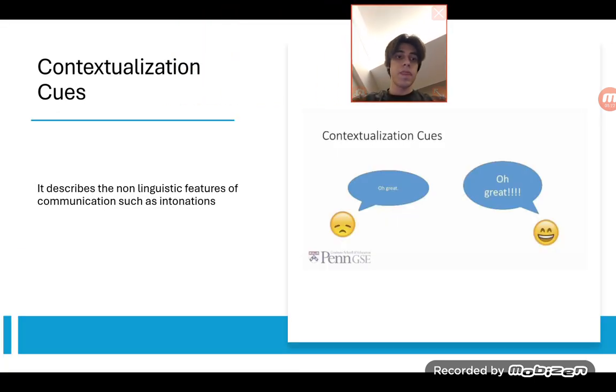Contextualization cues. Here it describes the non-linguistic features of communication, such as intonations. For example, this might be saying "oh great" in a lower or more depressing tone, and also saying "oh great" in a more enthusiastic and happier tone.